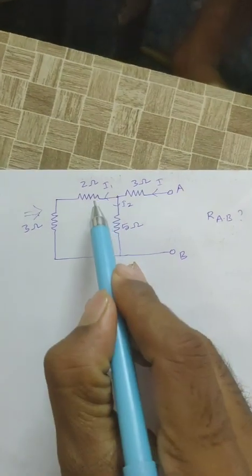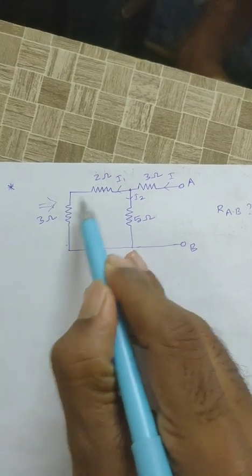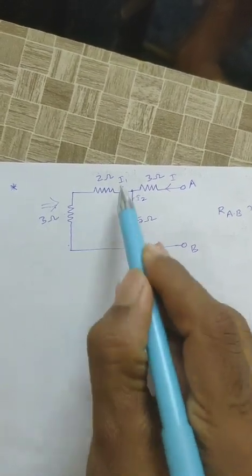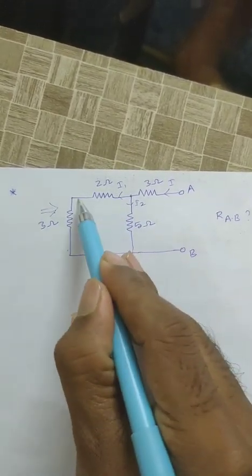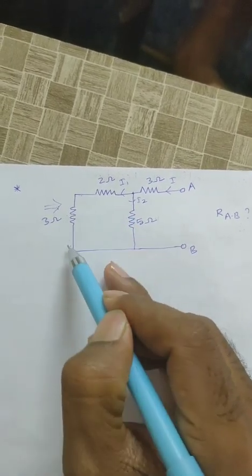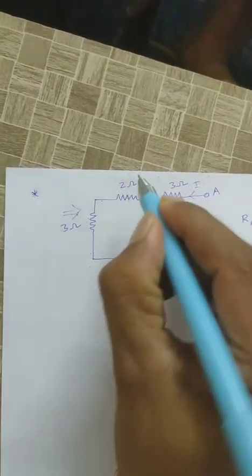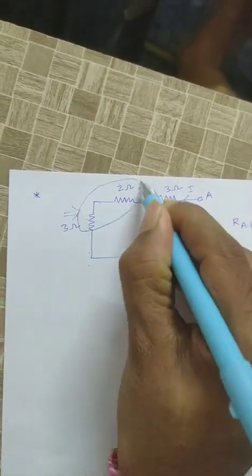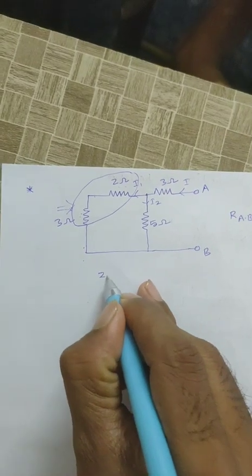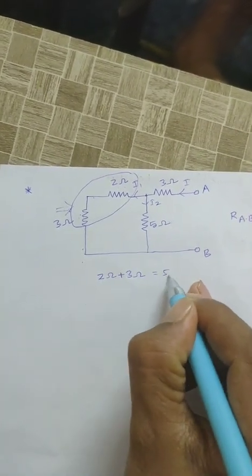Now see here, the same current is flowing through the 2 ohm and 3 ohm, right? Here 2 ohm and 3 ohm are connected in series. The finishing end of one element is connected to the starting end of another element, and the same current is flowing. Two points are satisfied, right? Then 2 ohm and 3 ohm are connected in series. When two resistors are connected in series, 2 ohm plus 3 ohm is equal to 5 ohm.